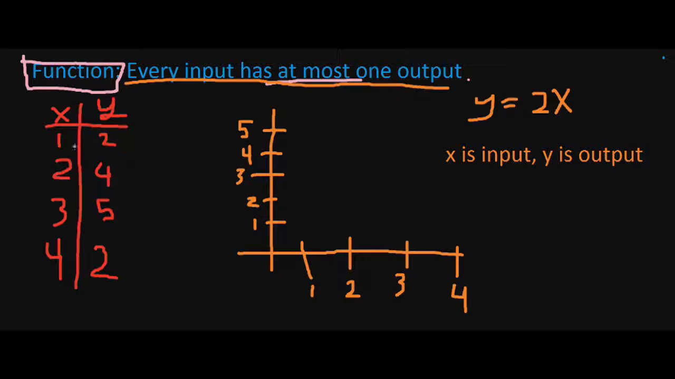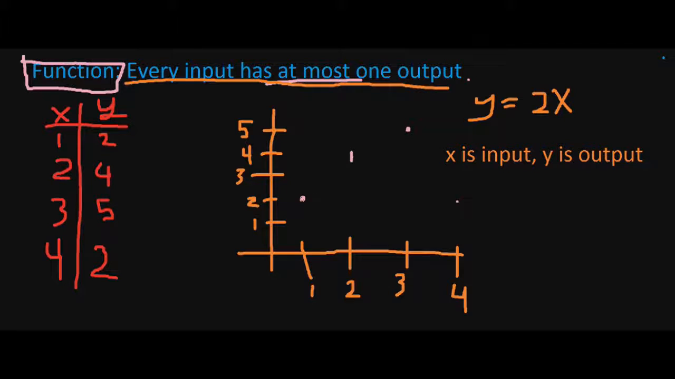Okay, so if you look over here, when we plug in 1, we get 2 for y. So I'll go ahead and put that dot right there. Oh, oops, sorry, it should be up here. So right there. When we plug in 2, we get 4. When we plug in 3, we get 5, so right up here should be a little dot. And we plug in 4, we get 2. Okay, right there.